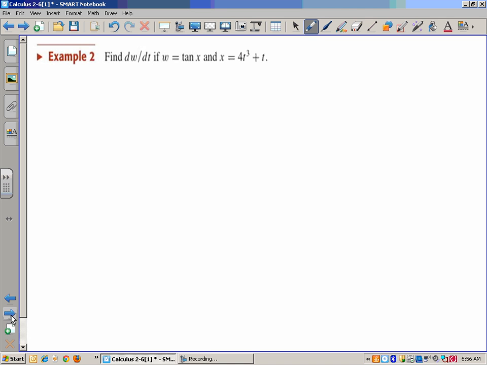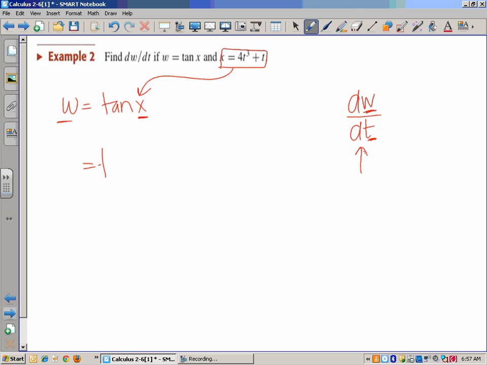Okay? Find dw dt if w is equal to the tangent of x and x is equal to 4t cubed plus t. So what we're going to do here is write the original functions, but we're actually going to look at what this is asking us. This piece is asking us for the derivative of w with respect to t. When we go look at the original equation, we can see that w is in terms of x. So that's a problem because this is not going to get us to here. So we want to say, okay, oh look, they gave us this, so we need to plug that in here. So we're going to do a direct substitution piece first. So we want to go ahead and plug that in.